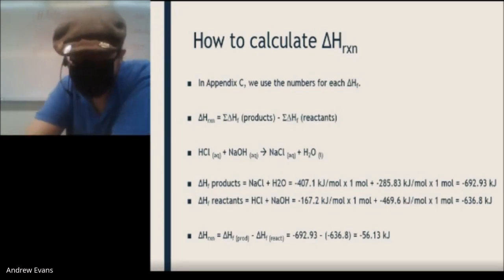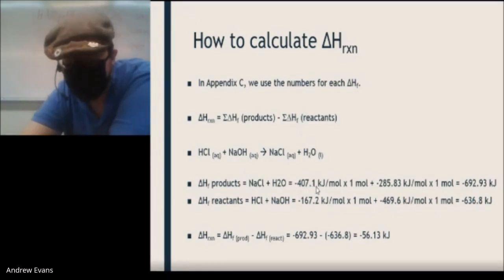So looking up here, delta H formation for the products, I'd look up NaCl aqueous, and it would be negative 407.1. I look up water, liquid. That'd be negative 285.83. I'd sum them up.